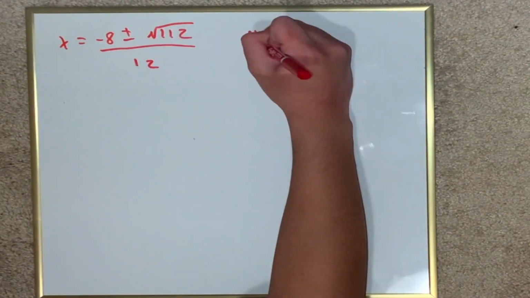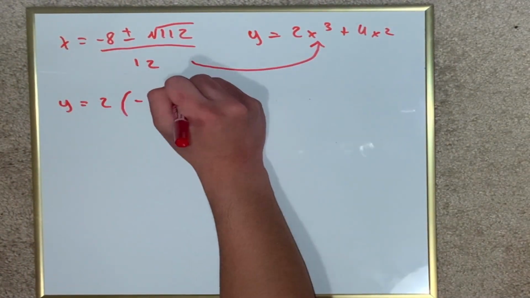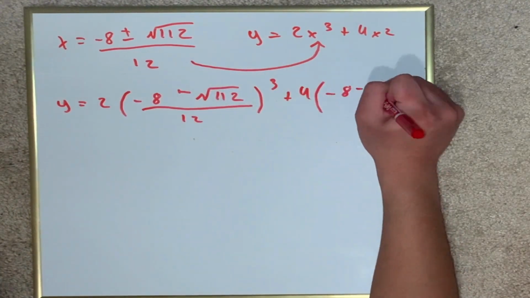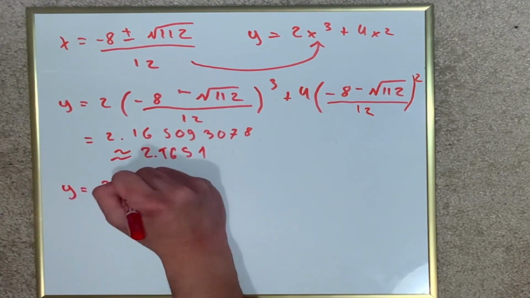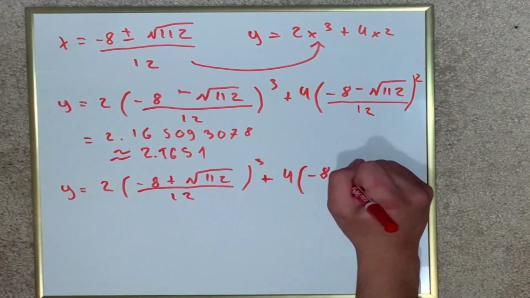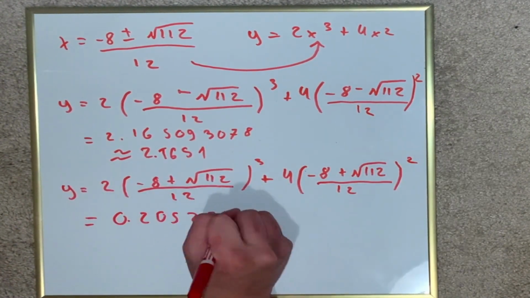To find the y-coordinate, we can substitute the x values that we just found in the previous step back into the original equation, which we have two of. In the first equation, we get 2.1651, and in the second equation, y is equal to 0.2053.